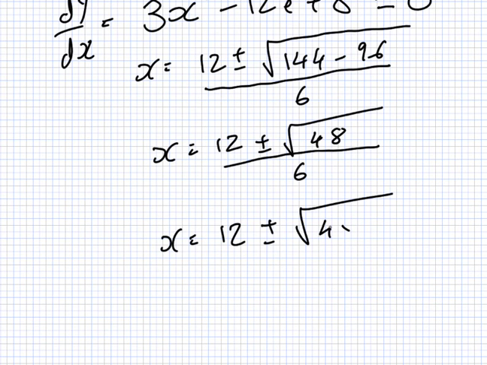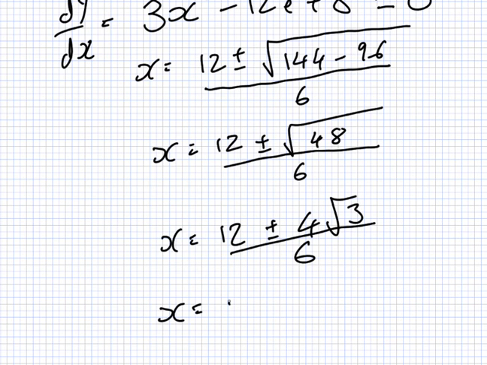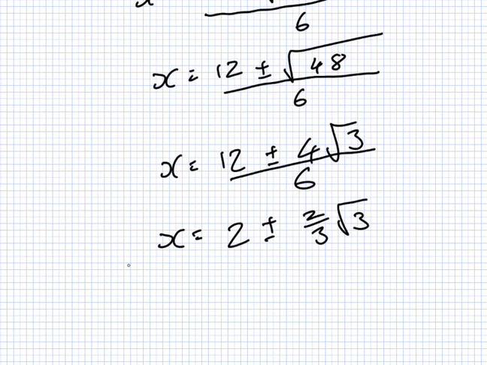Sorry, hold on. Just let me think about 48 for a second here. It is 4 times 12, isn't it? And 12 is 4 times 3. So this... Yes, I'm just doing this without a calculator. But thank you for your help. 4 root 3 all over 6. So x equals 2 plus or minus 2 over 3 root 3. So please tell me what these are in decimals, because I cannot do that without a calculator.